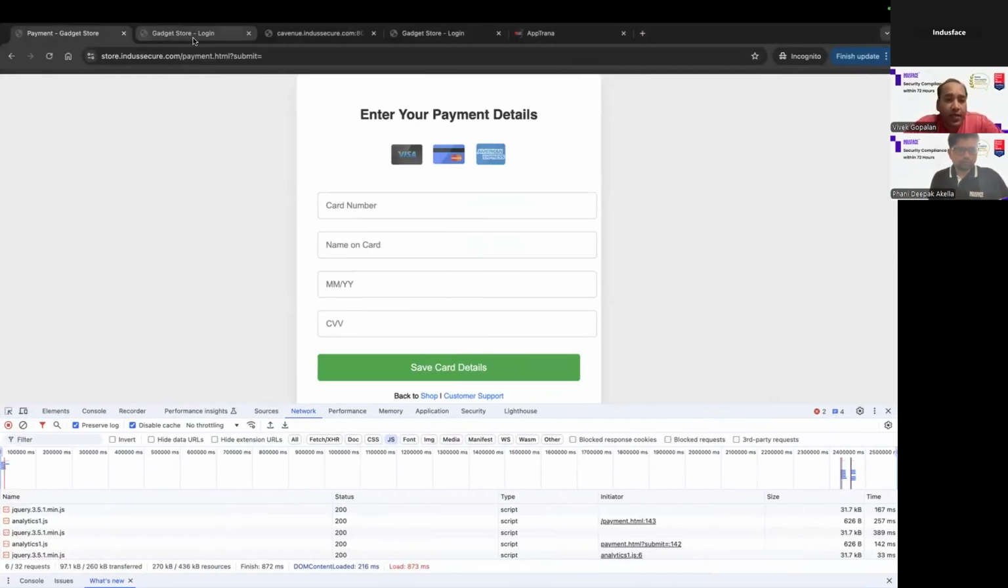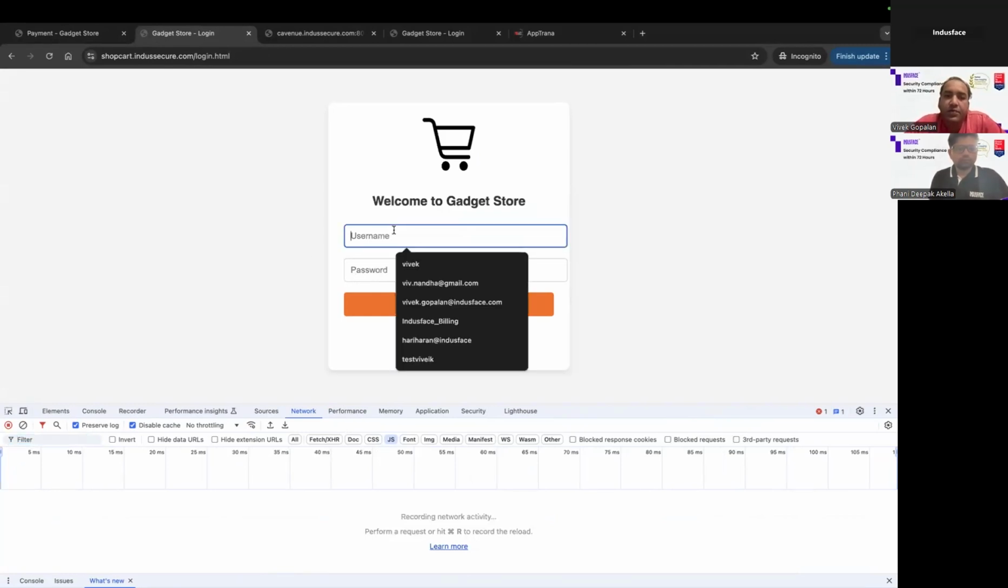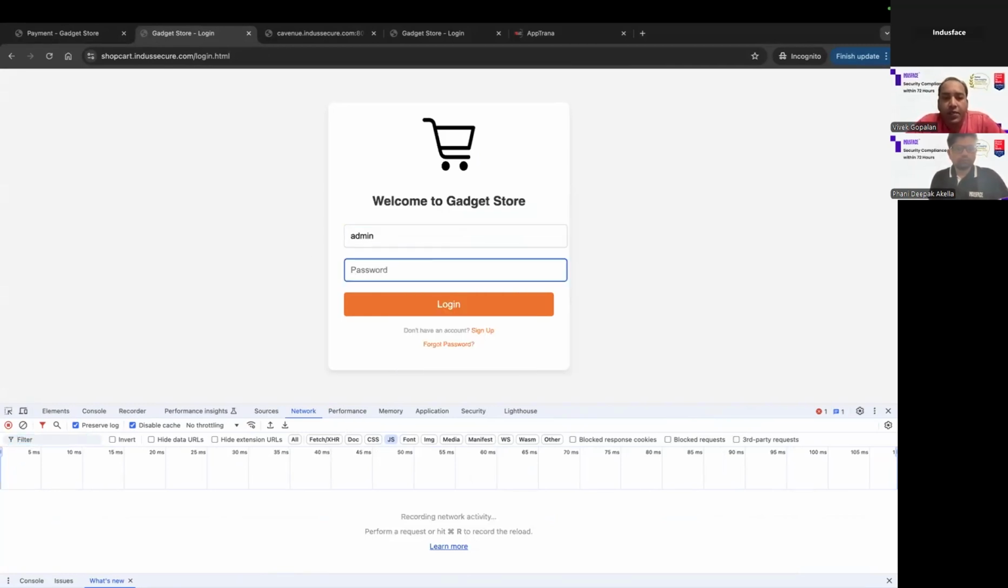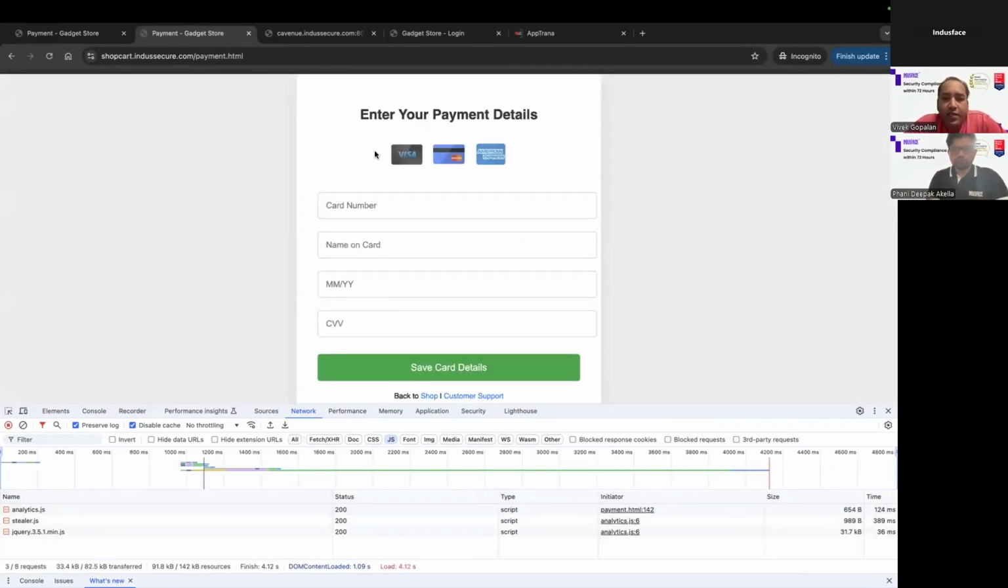So let me show that. Now I have a similar site, and this site is connected to the vulnerable third-party server. The third-party server is already compromised. So now when I log in as an end user, you can see that the end user is only seeing this. The functionality is the same.